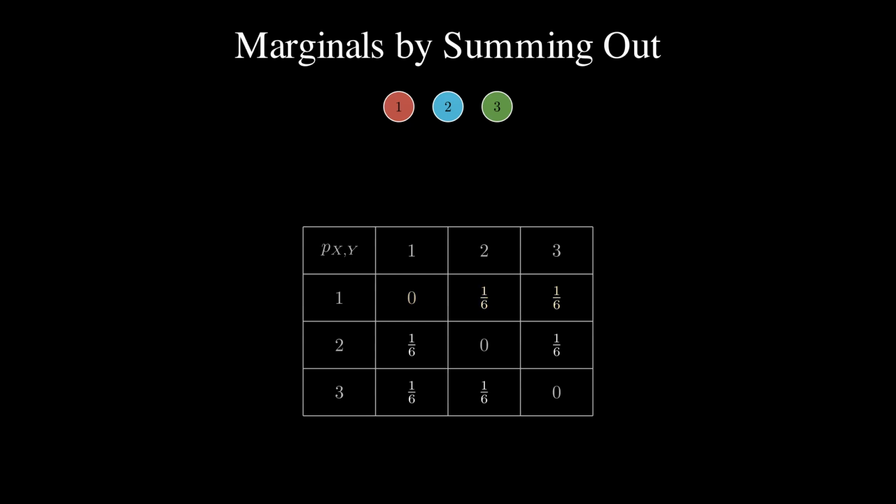What is the PMF of X alone? Fix a row and add across it. 1/6 plus 1/6 is 1/3 for every row. That operation, summing out the variable you don't care about, is called marginalization, and the result is the marginal PMF of X. Columns work the same way, and Y's marginal is also uniform, 1/3, 1/3, 1/3. The margins of the table, literally the sums written in its margins, are the individual distributions.